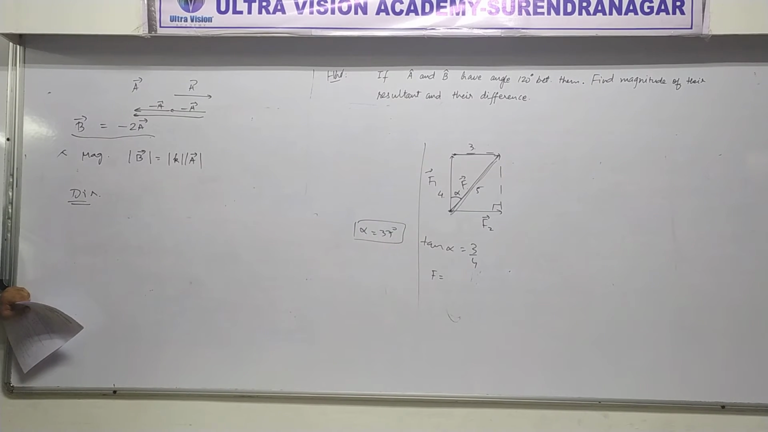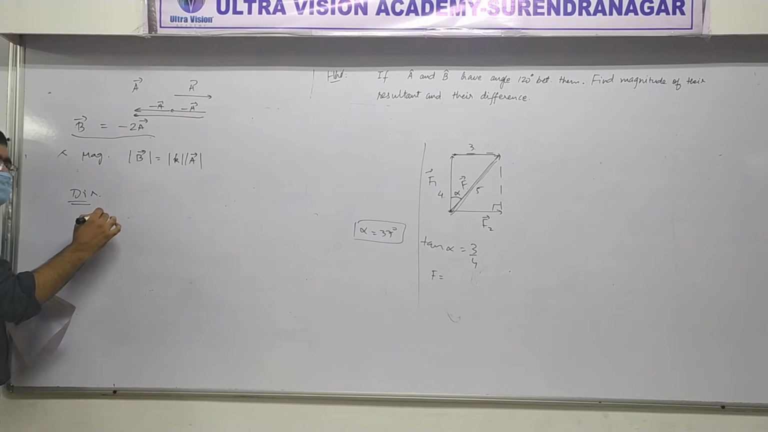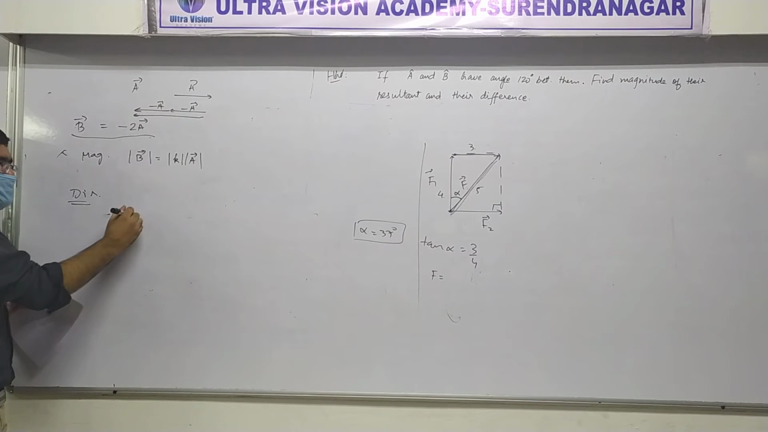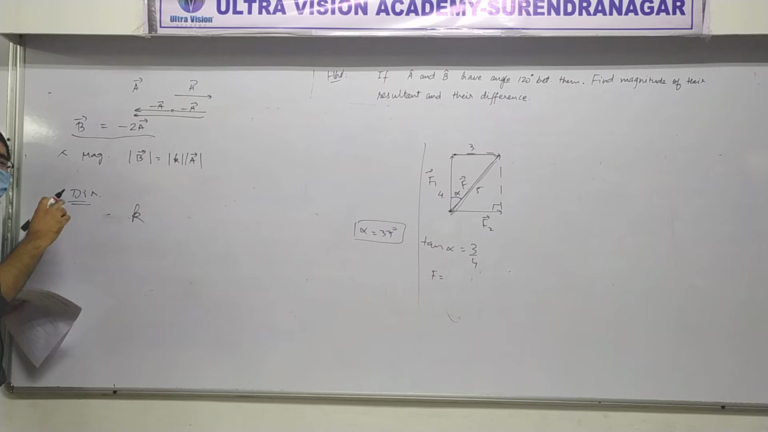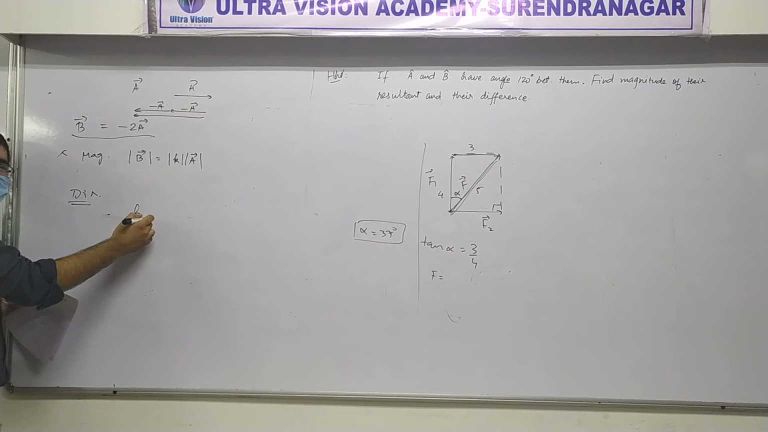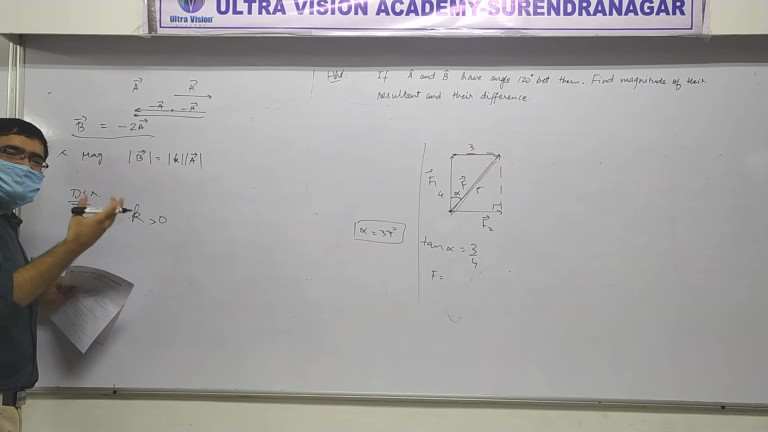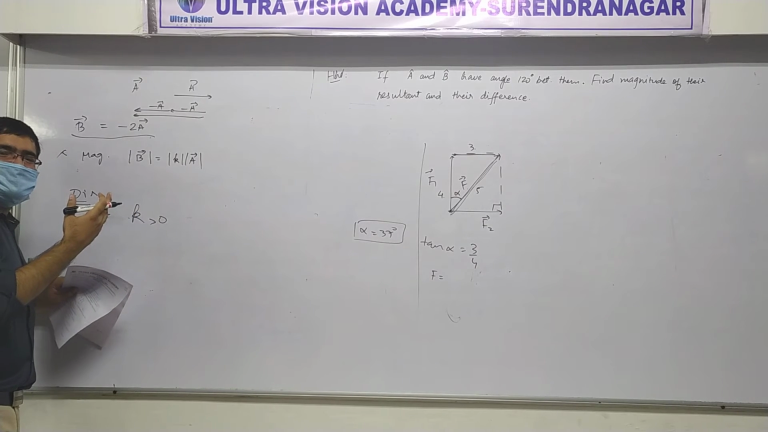Sorry, what? Say it again. K is smaller. How much is K? K is positive, that means greater than zero. Who is it? Don't use pronouns.